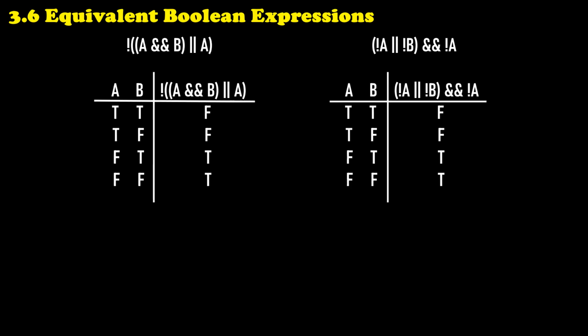A nice way to check if you've used De Morgan's laws correctly is to use a truth table to compare the original expression with your simplified one. An equivalent expression has been made if all cases evaluate to the same value.